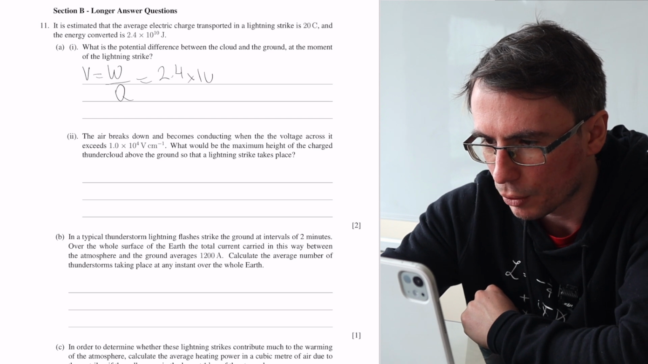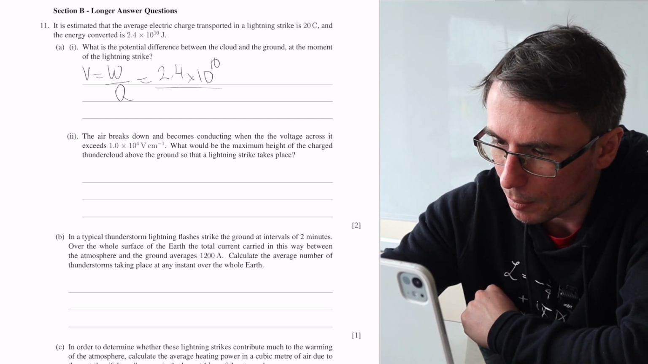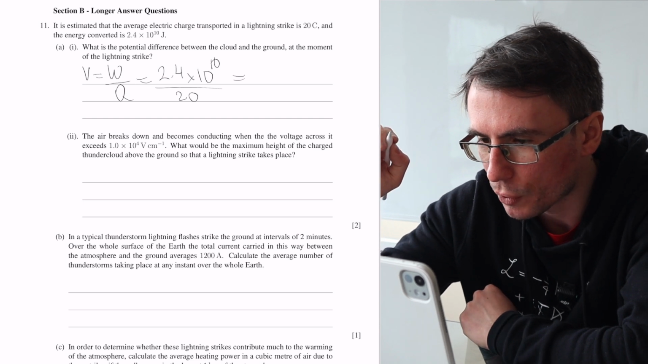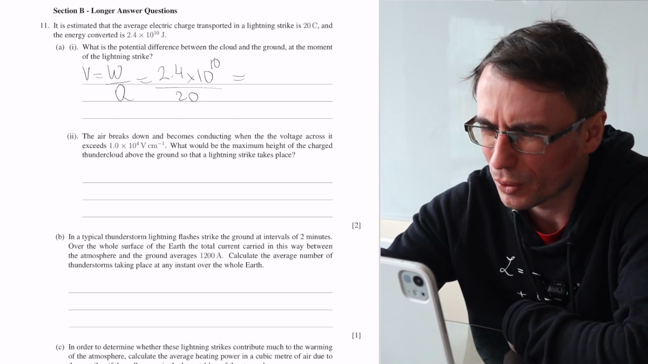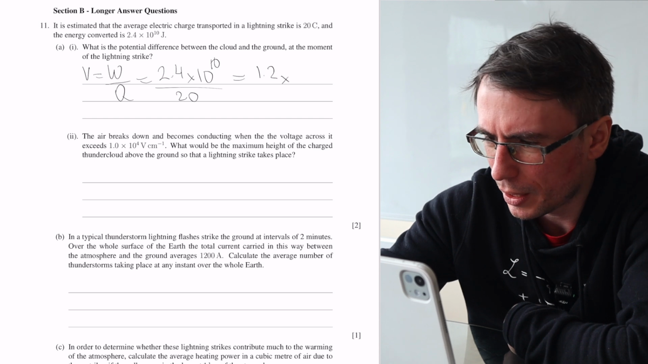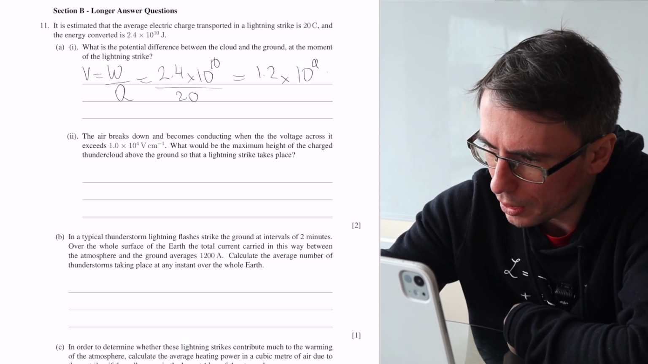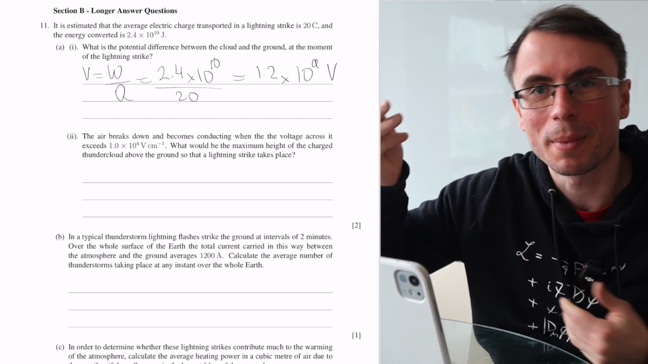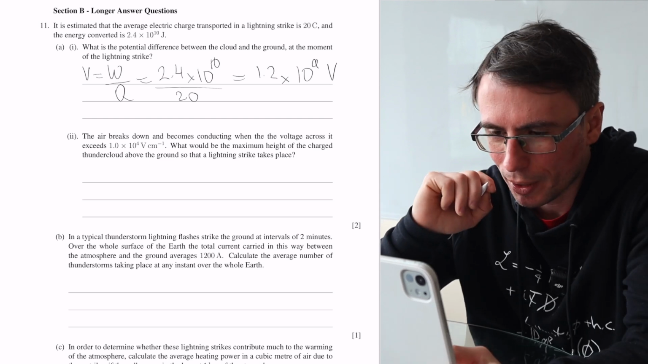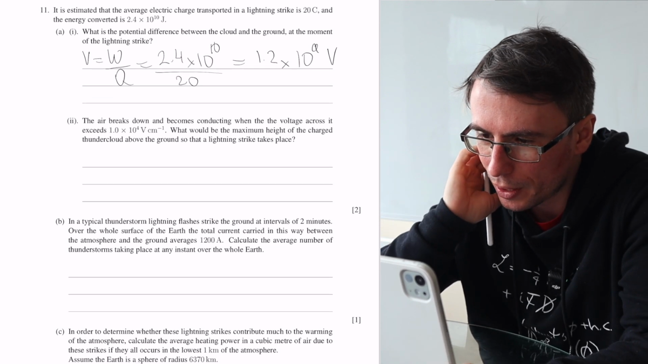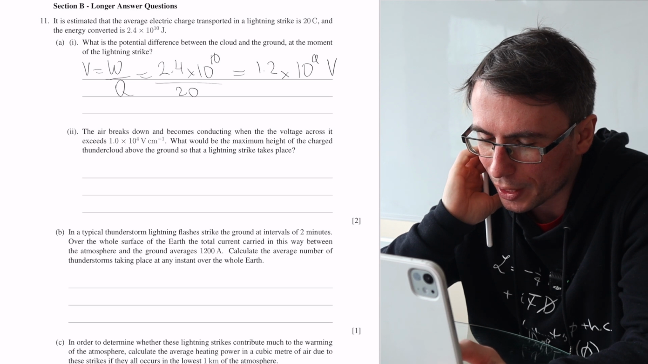2.4 times 10 to the power of 10, divide that by 20. So divided by 2 is going to be 1.2, and then 10 to the power of 9 volts, if my mental maths is okay.